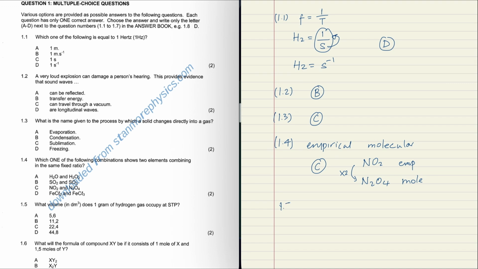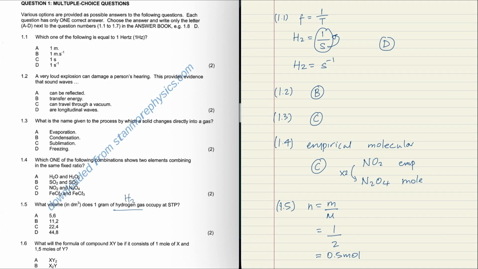Question 1.5. What volume in dm cubed does 1 gram of hydrogen gas occupy at STP? We can go ahead and calculate the number of moles. Number of moles is equal to the given mass divided by the molar mass. It's 1 gram divided by, now remember, hydrogen gas is H2, so the molar mass is 2. That gives us 0.5 moles.